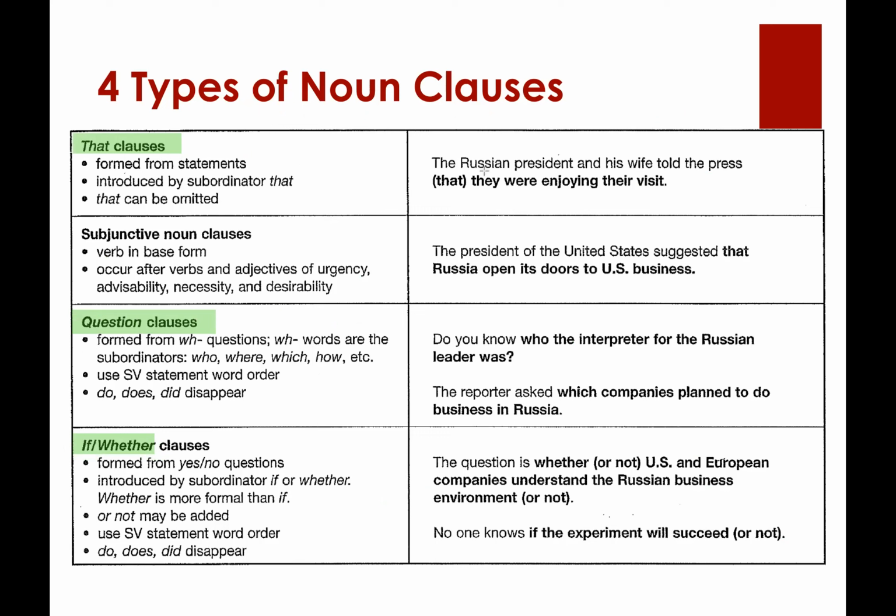So the example sentence, the Russian president and his wife told the press something, right? So this is the thing that they told. So this is the direct object. So that they were enjoying their visit, all right, object of the sentence.